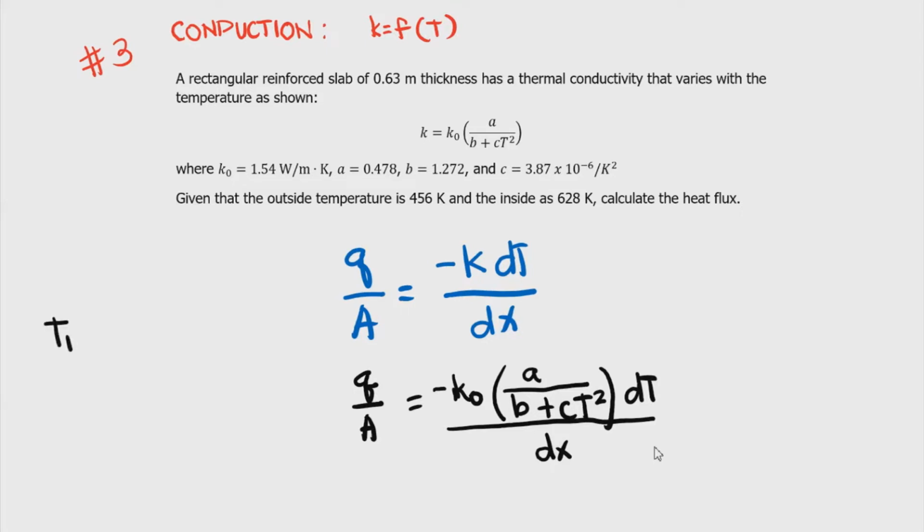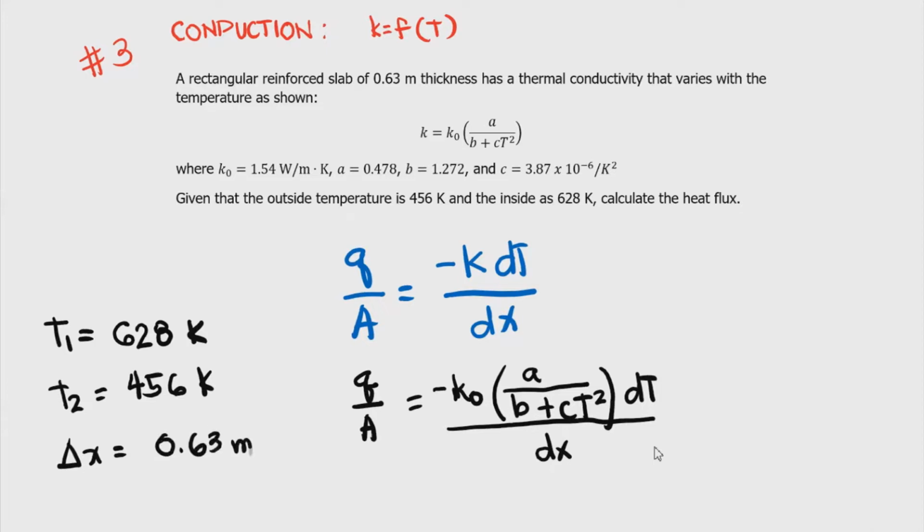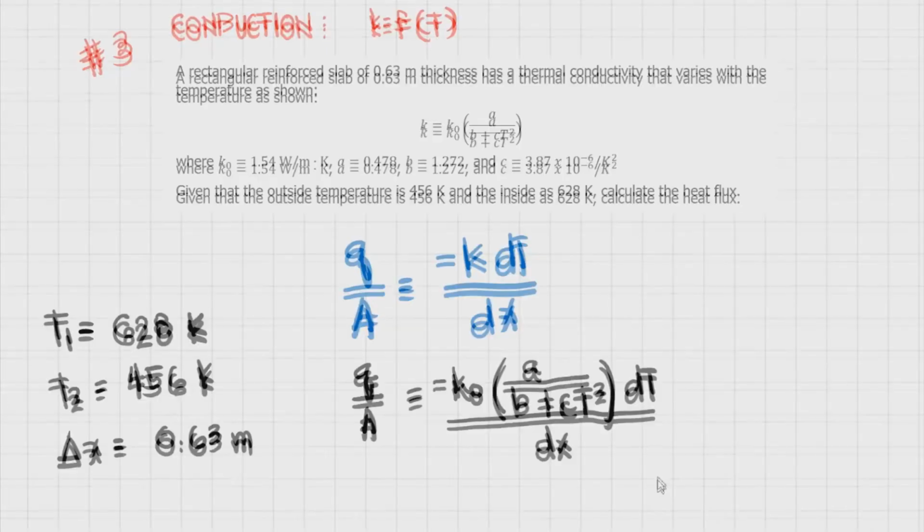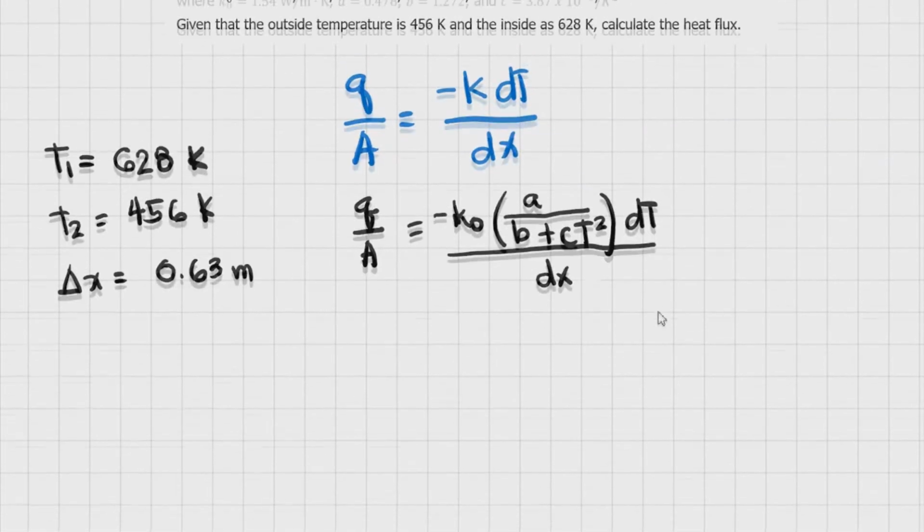So we have here T1, which is equal to, so we will only consider the hotter region, which is 628 Kelvin, and then the final temperature, which is the lower one, it is 456. That is the essence of having a negative here. Since T2 minus T1 will be negative, then this negative makes the heat flux positive. And then of course, our delta x, or the thickness, is 0.63 meter. Okay. Then we can now proceed with the next step.